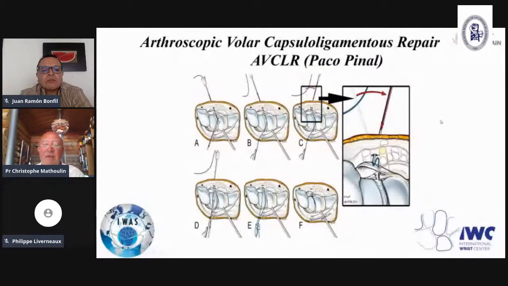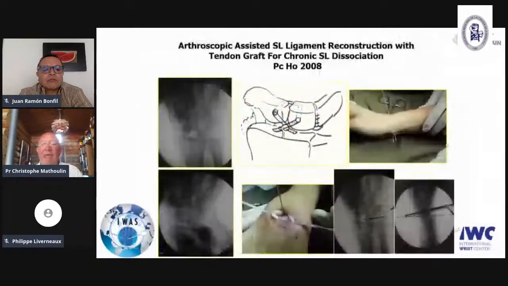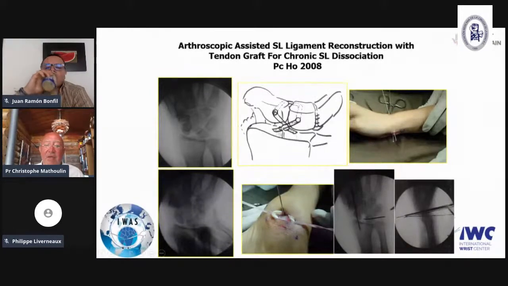Pako Piñal described, according to my work, the same technique for the volar lesion, either in an isolated case or added to the dorsal suture if you have a very large instability. His technique is considered probably the best, almost arthroscopic, almost open technique, surrounding the extrinsic ligament and repairing the volar and dorsal parts of the scapholunate ligament and the extrinsic ligament too.